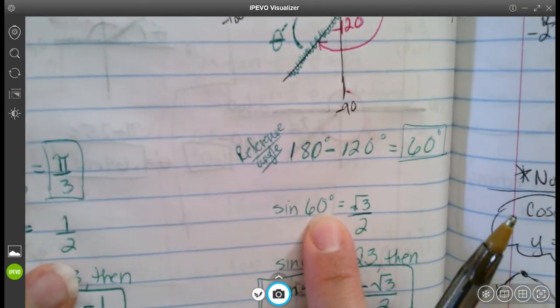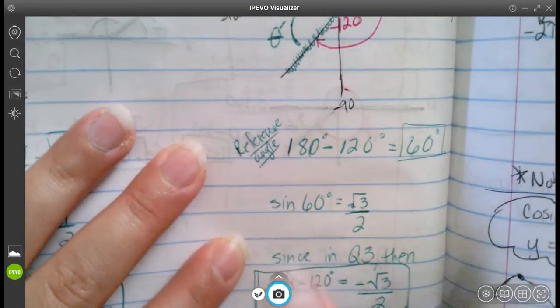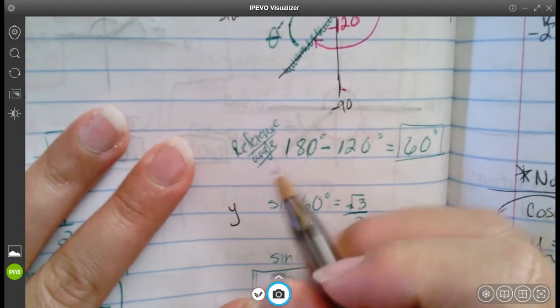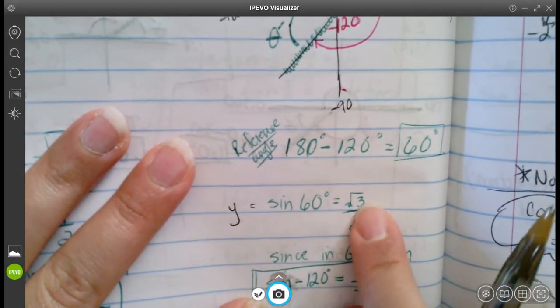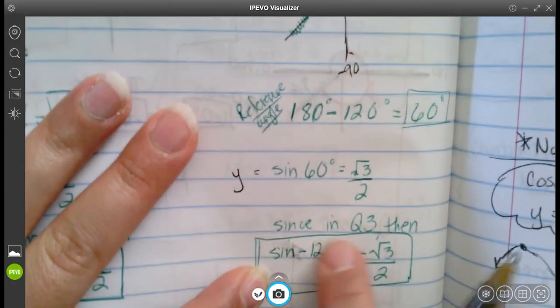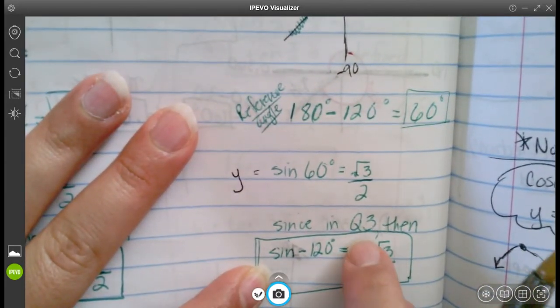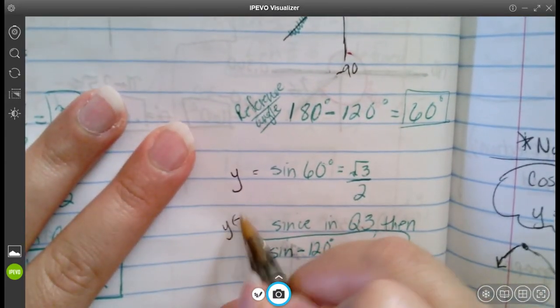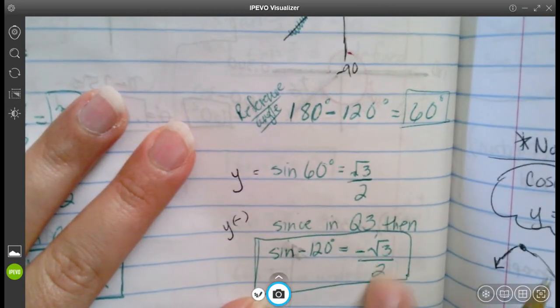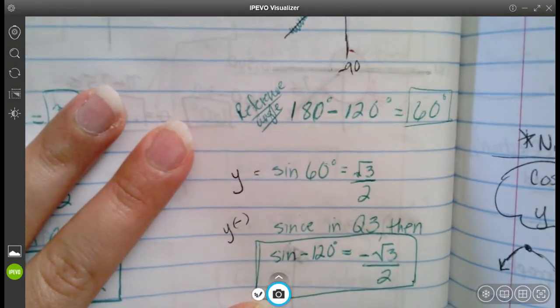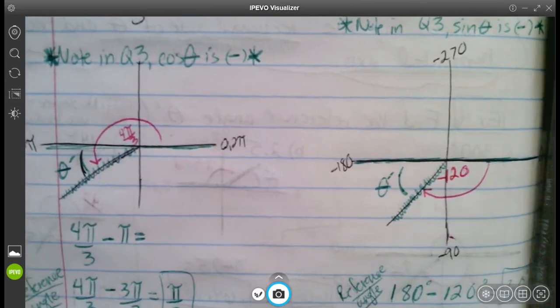Sine of 60, if you look in your foldable for the coordinates, we're looking at the y value. Okay, it would be square root of 3 over 2. But since we're in quadrant 3, again, quadrant 3, y is negative. So this is negative square root of 3 over 2. And that concludes the video for 4.4.